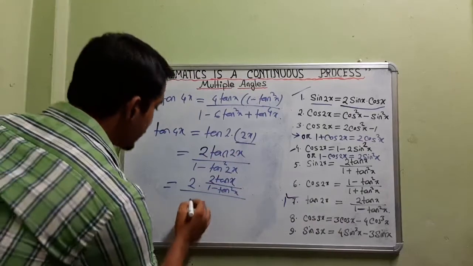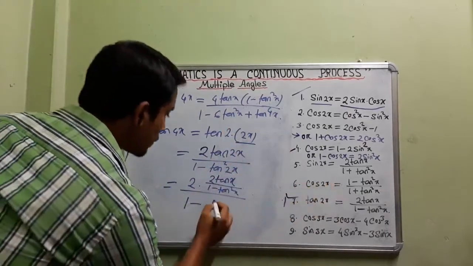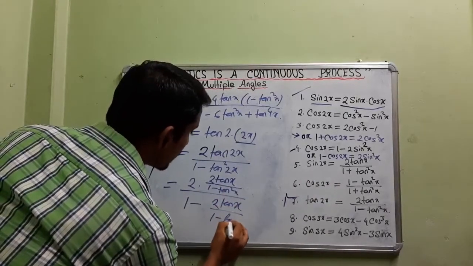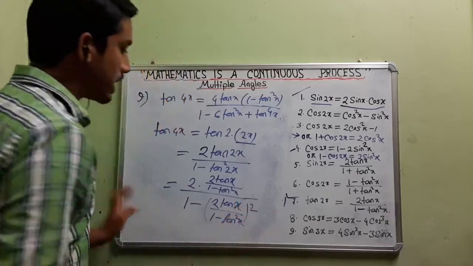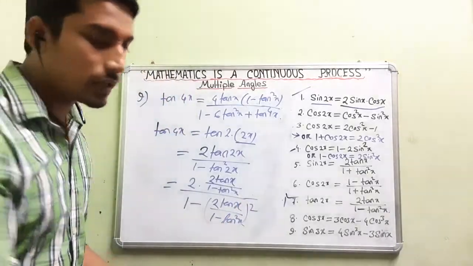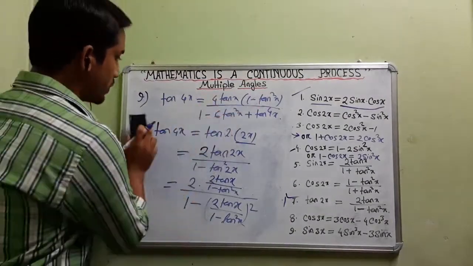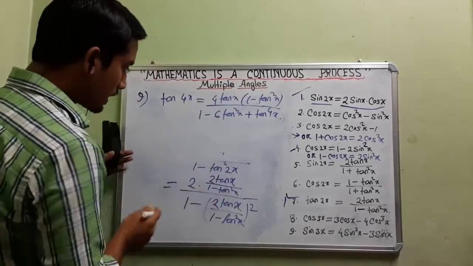In the denominator, 1 minus tan 2x square. That means this formula again we are supposed to take square: 2 tan x divided by 1 minus tan square x, this one's whole square. Okay, this much we got. This is going to be a very long calculation. This part we are supposed to prove. Let me rub this portion a little bit. Then what am I getting?